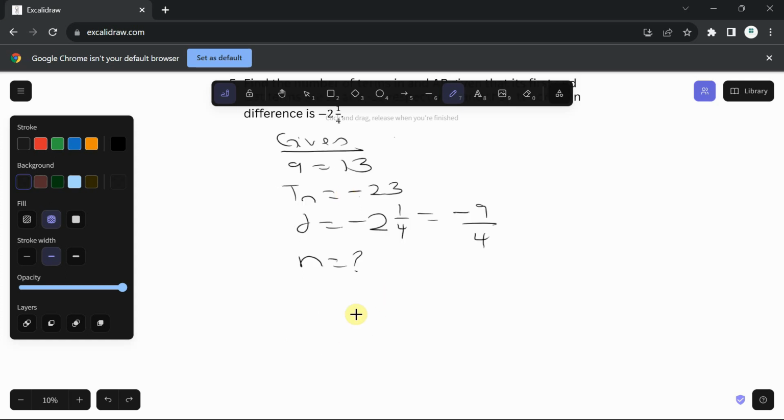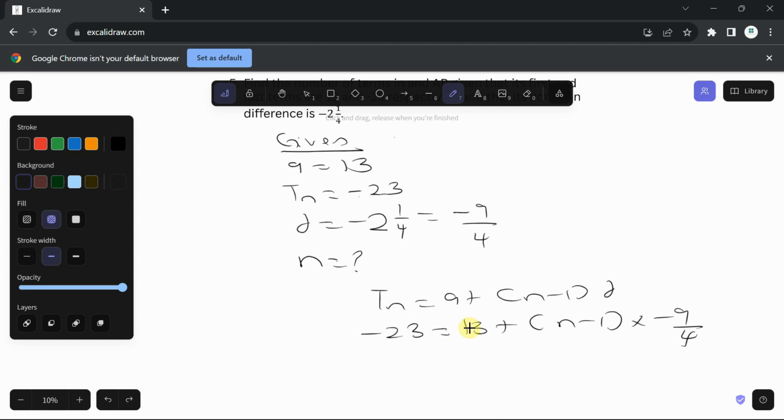Right. So our equation is Tn is equal to a plus n minus 1 d. The Tn in this place is minus 23. The a is 13, plus our n is still n minus 1, then our d is minus 9 over 4. Let's first simplify this one. So minus 23 is equal to 13 plus minus 9 over 4 times n, that is minus 9n over 4, minus 1 times minus 9 over 4. That will be plus 9 over 4, because minus times minus is plus.